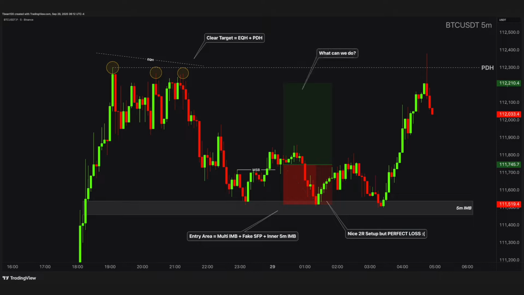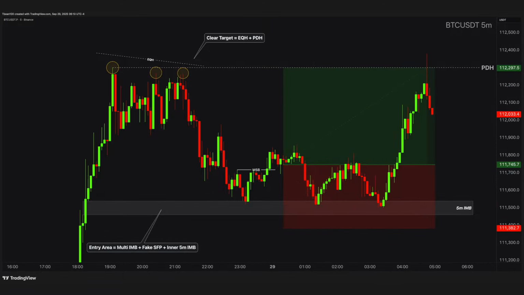But let's step back and talk about what we could have done differently to maybe take a slightly better trade here. The first thing we could have done is use a larger stop loss. But why? Instead of putting the stop right under that swing point, we could have made it wide enough to cover this entire 5-minute imbalance. That would have increased our chances of staying in the trade.